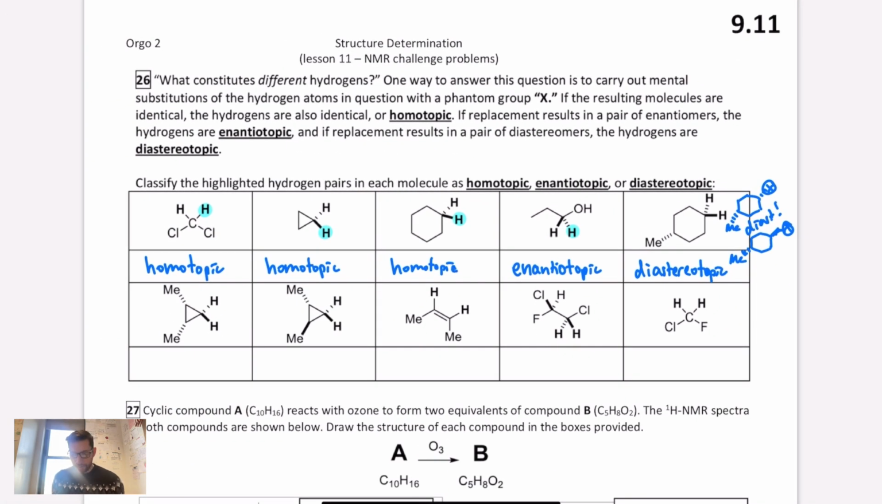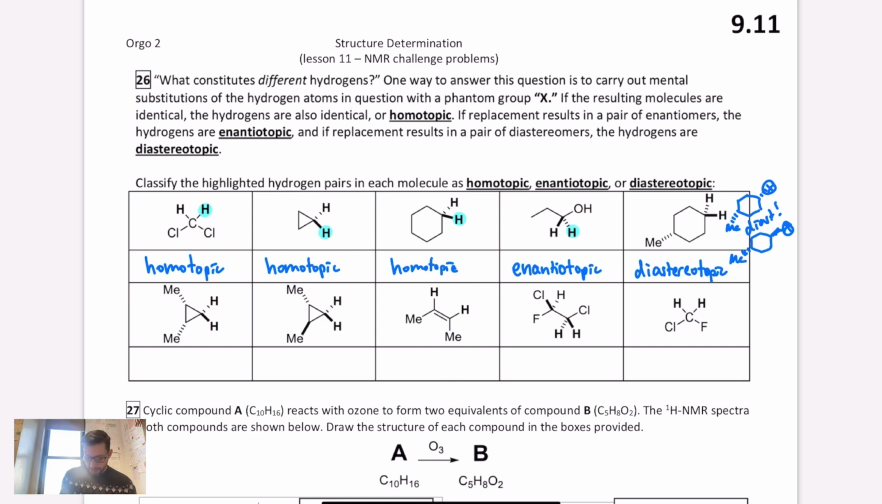I would like you to hit pause and try the remaining five structures down below. There's a pair of H's highlighted in each. Would you consider them to be homotopic, enantiotopic, or diastereotopic? Hit pause, try it, come back, see how you did.